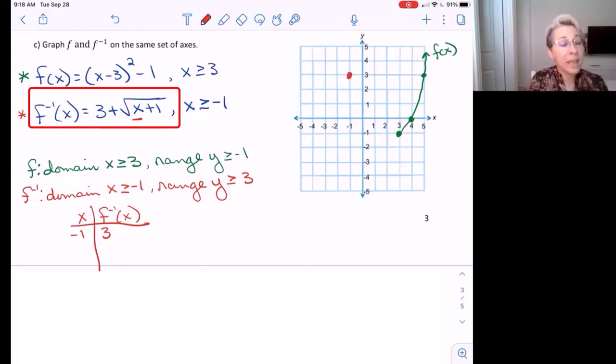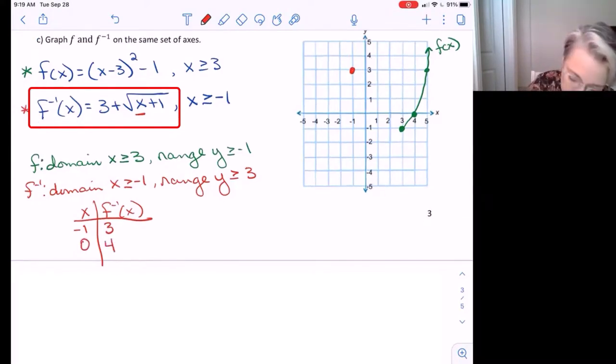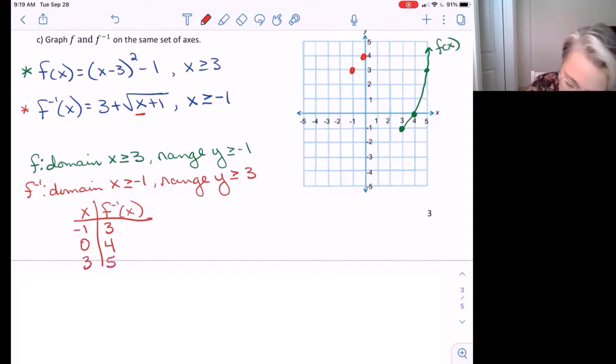Yay. If we plug in the point 0 for x, we get the square root of 1, which is 1. So 3 plus 1 is 4. We get the point (0, 4). And last but not least, if we plugged in the point 3 in for x, that would give us the square root of 4, which is 2. 3 plus 2 is 5. So we get the point (3, 5). All of those points are opposites of the points that we get for f of x.